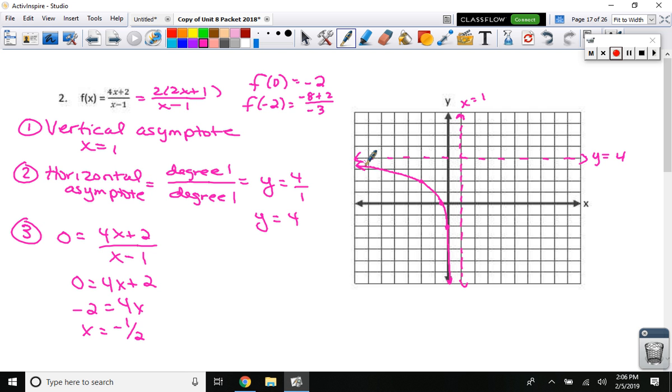So how about I fill in 2? What's f of positive 2 going to give me? That would be 8 plus 2 over 1, so 10. Agree with me there? Again, this is where you put in your calculator. Of course 10 is not on this grid, but we know it's going to be up here, right? You agree with that? Do we have it typed in already? F of 3.